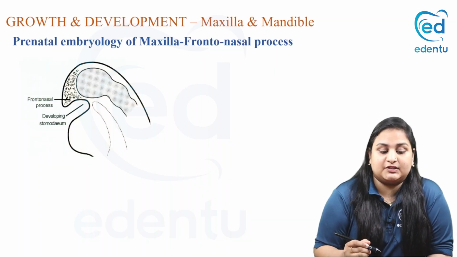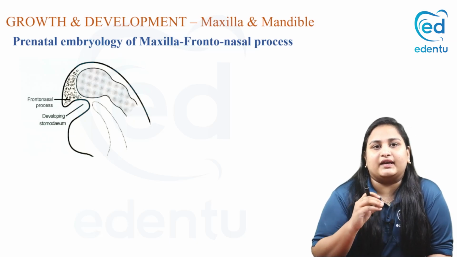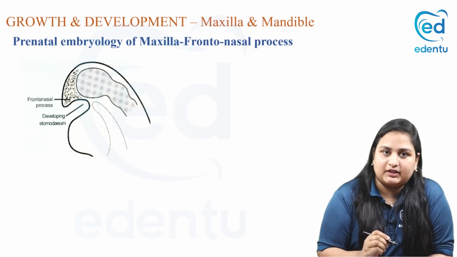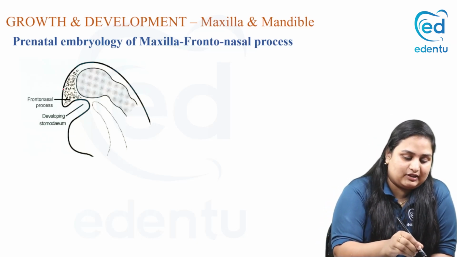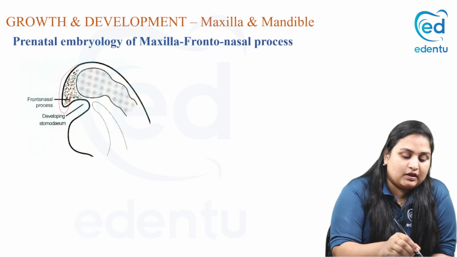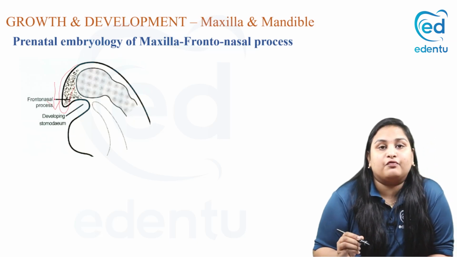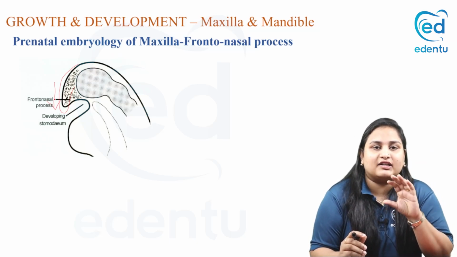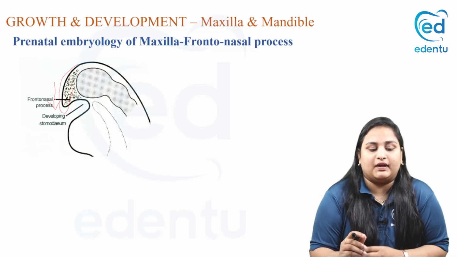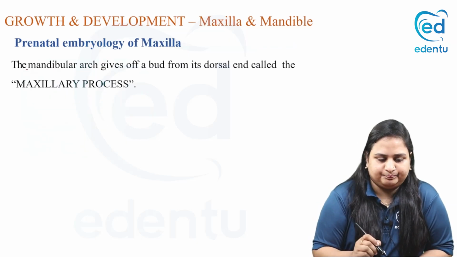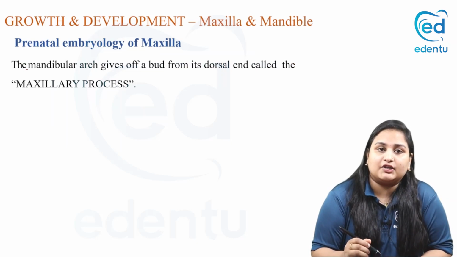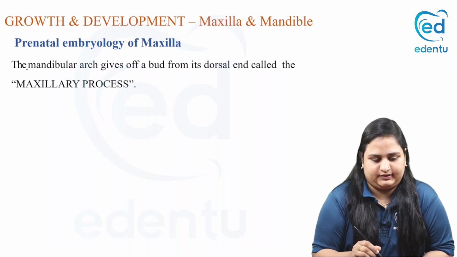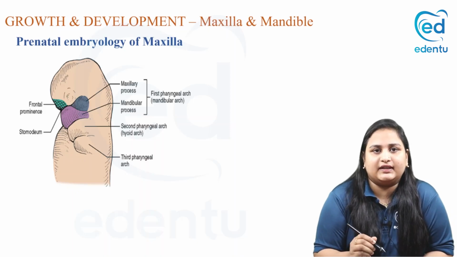To continue, there is prenatal embryology of prominent areas of the maxilla, like the frontonasal process. If you look at the diagram given here, there is a prominent bulge towards the downward direction called the frontonasal process. The bulge that is initially formed shifts downward, forming the frontonasal process. Moving on, the mandibular arch gives off a bud on its ventral aspect called the maxillary process.